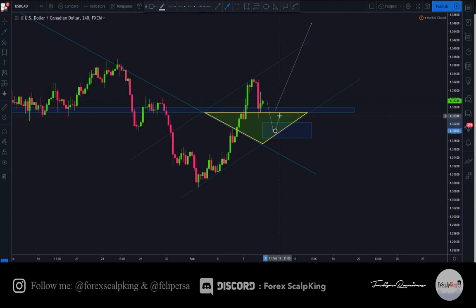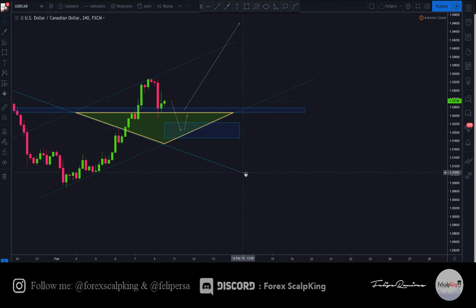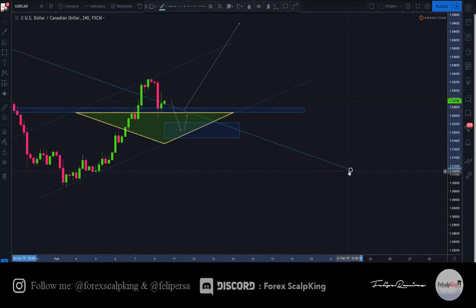So this pullback is key. Watch this. This pullback is key. I'm going to zoom in. Oops.